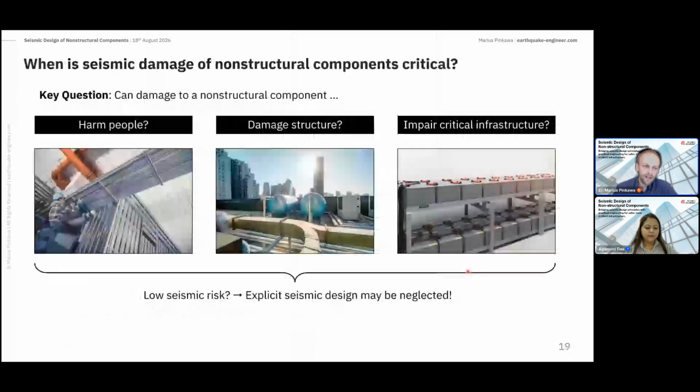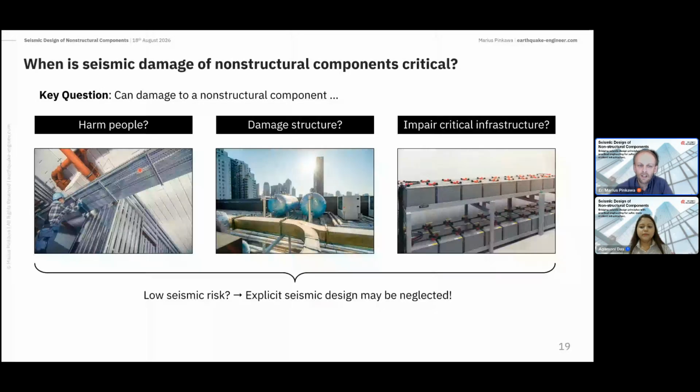So coming back to the question, is seismic design required? The first one, can it harm people? If it's only a very small piping or a very small cable tray, maybe we could say, okay, the seismic risk is not that high, so probably it will not kill a person. Or if this is a room which is closed to the public, where nobody can enter, then probably the risk is very low.